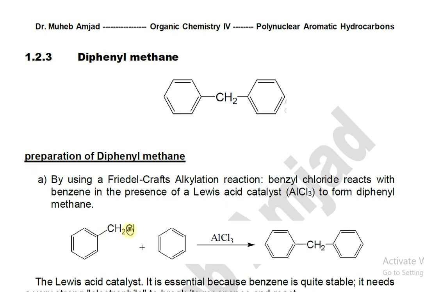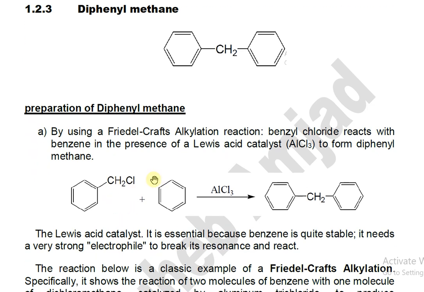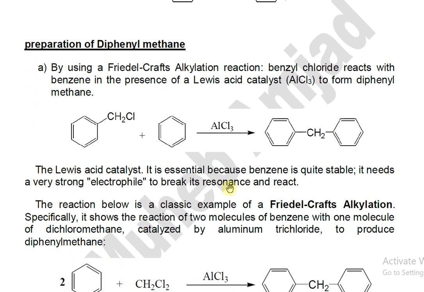So the benzyl chloride reacts with the benzene in the presence of, of course, a Lewis catalyst. Without a catalyst, the reaction cannot happen. So we need a catalyst, and our catalyst here is AlCl3, aluminum chloride. First it will react with the benzyl chloride to generate the electrophile, and then the benzene ring will react with the electrophile, entering electrophilic aromatic substitution to give us diphenyl methane. This is the diphenyl methane.